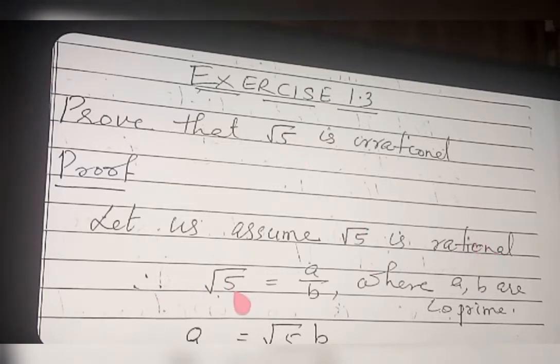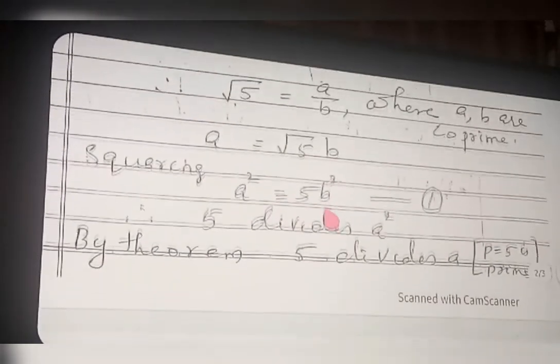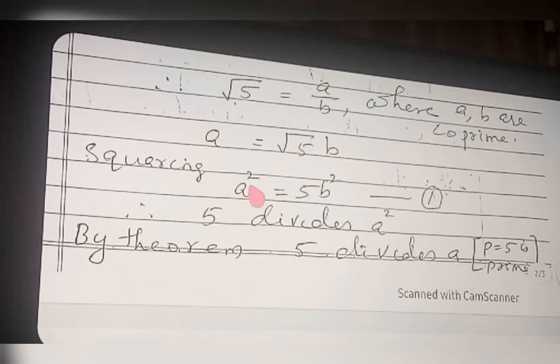Root 5, how do we write it? Any rational number can be expressed in the form a by b, where a and b are co-prime. Co-prime means a and b have no common factors other than 1. Okay, so then cross multiply: a is equal to root 5 b. Understood now? Then what we did? Square them. a square is equal to 5b square. This equation we will call 1.